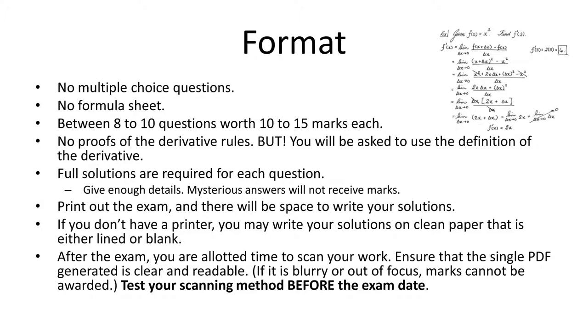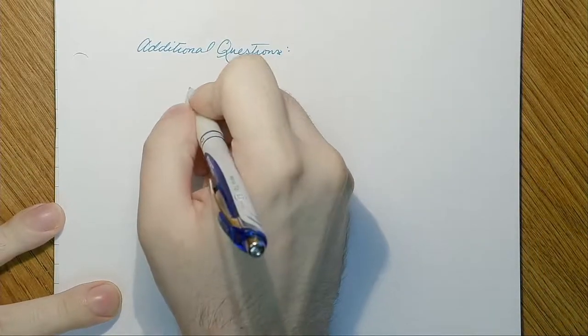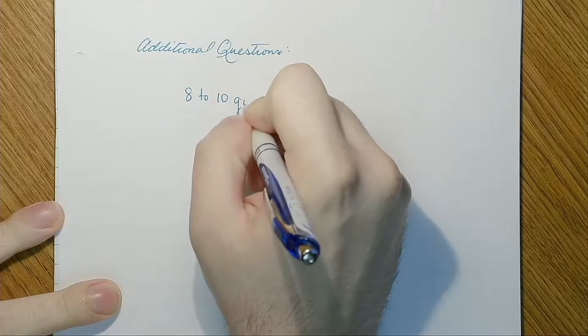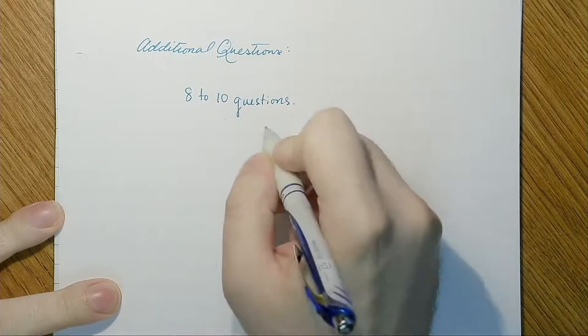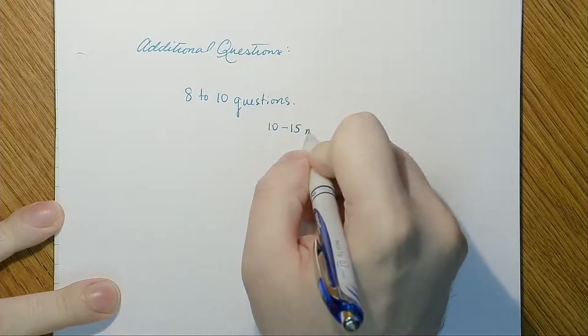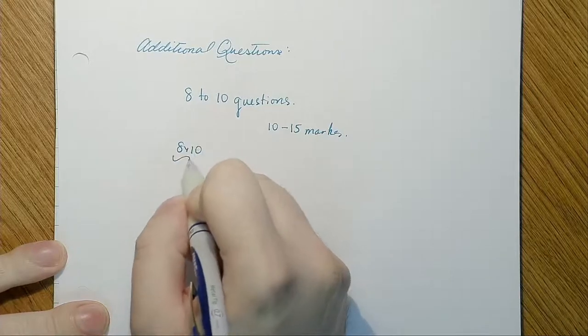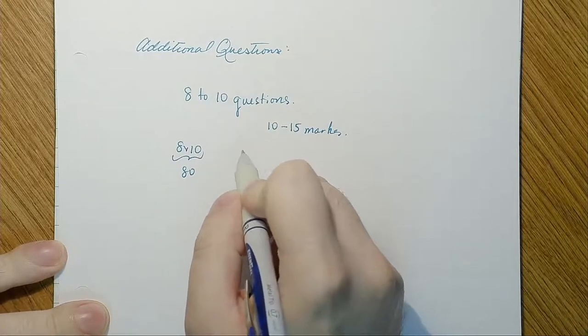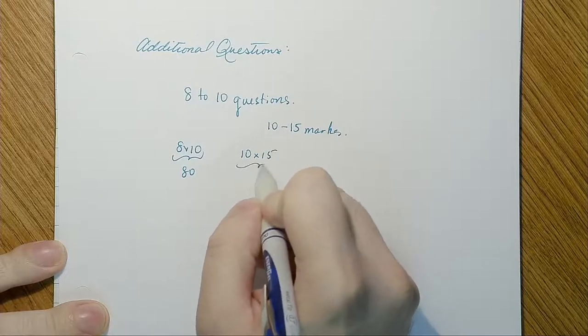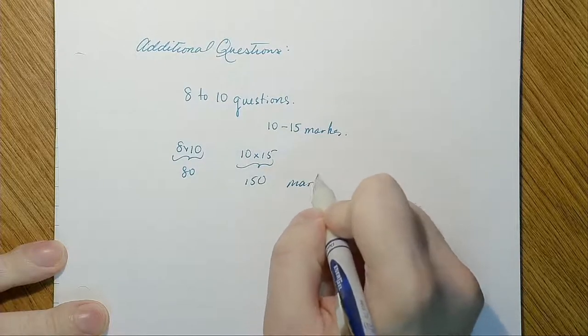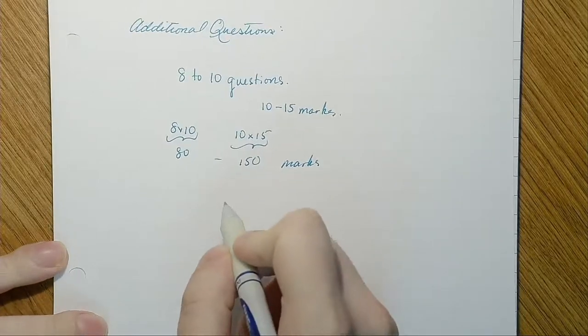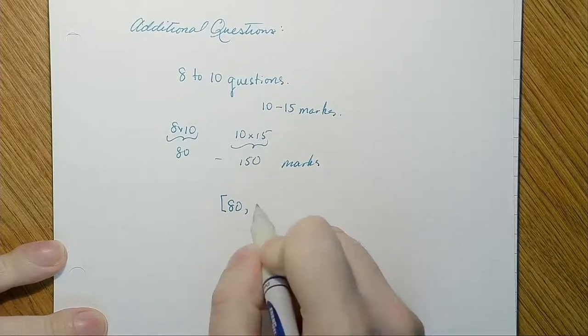There's going to be between 8 and 10 questions worth 10 to 15 marks. So what's the domain of that? The domain should be, well, there's 8 to 10 questions, and they're worth 10 to 15 marks. So the domain at the minimum should be 8 times 10, which is 80. And there's 10 questions at the maximum times 15, so that could be 150 marks. So there's your range. So your domain is on the closed interval from 80 to 150.